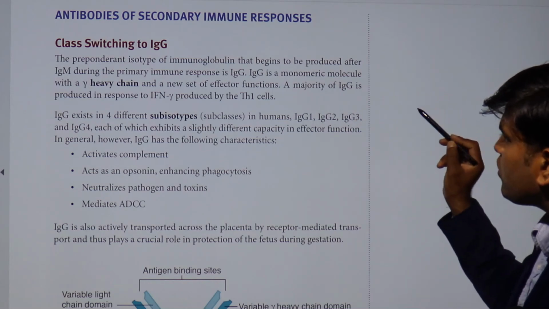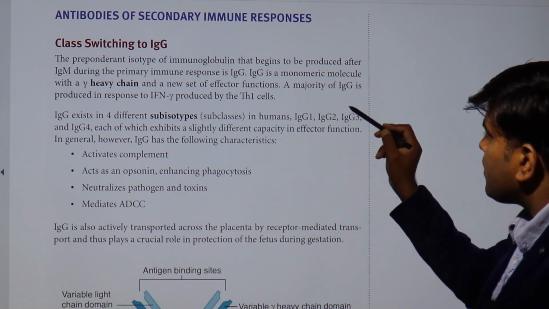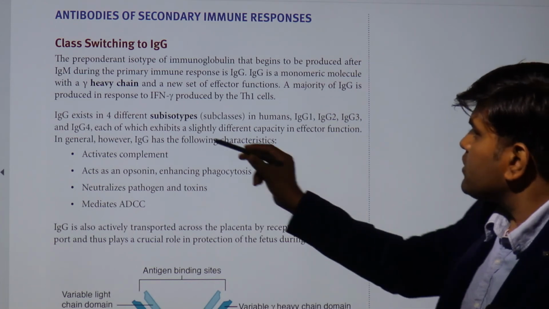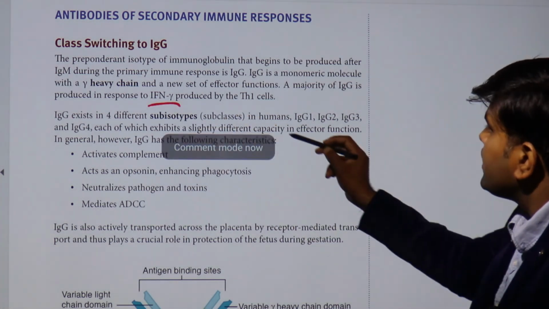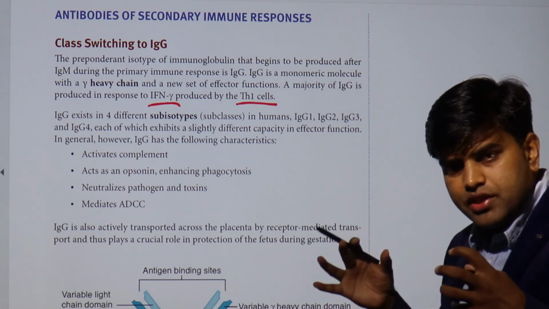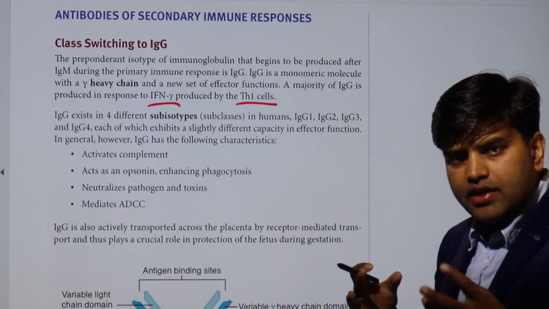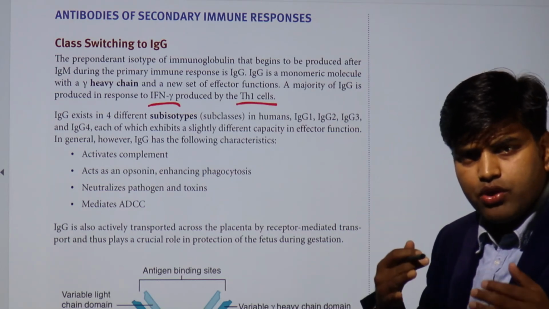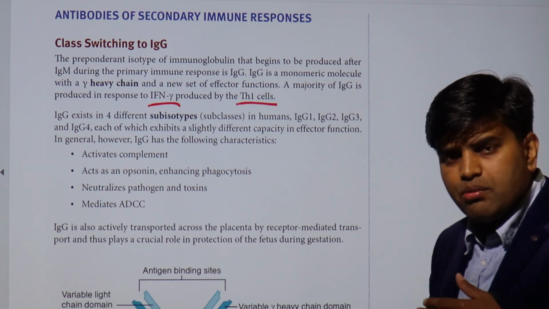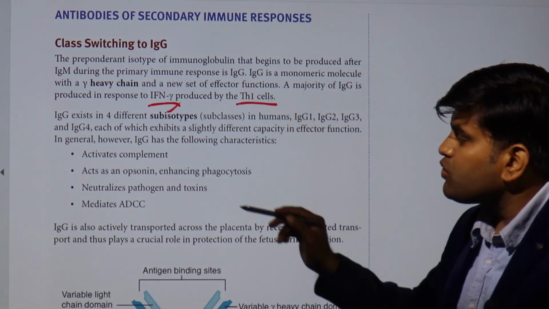IgG is a monomer molecule with the gamma heavy chain and a new set of effector functions. A majority of IgG is produced in response to interferon gamma, that is IFN gamma, produced by the Th1 cell. So the B cell will bind to the T cell, there will be presentation of the antigen, then the CD40 and CD40 ligand co-stimulatory signal, and then that B cell will be converted into plasma cell. After that, if interferon gamma is coming, then that will class switch to immunoglobulin G.